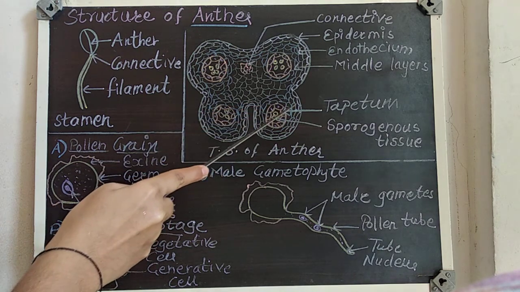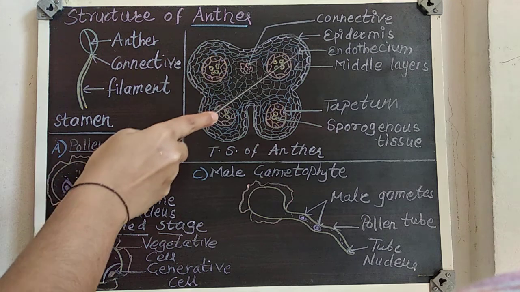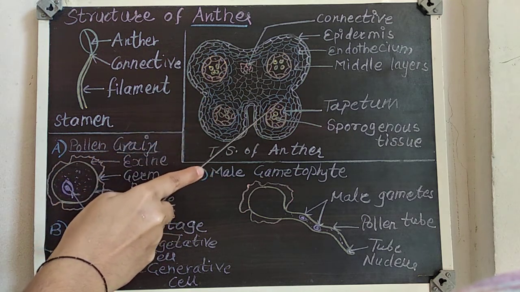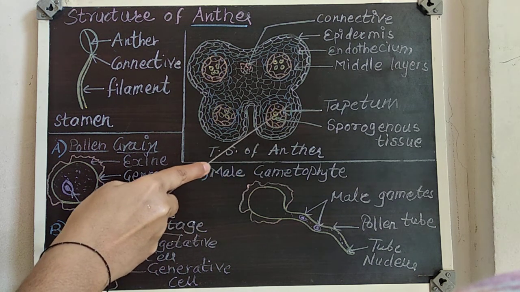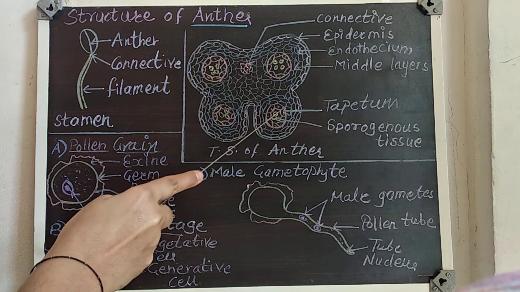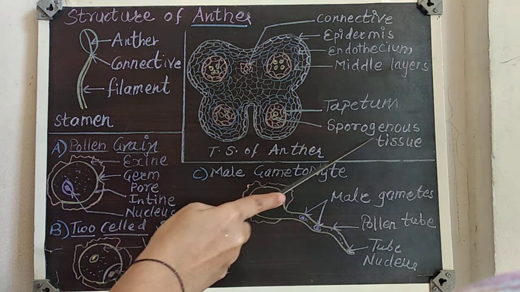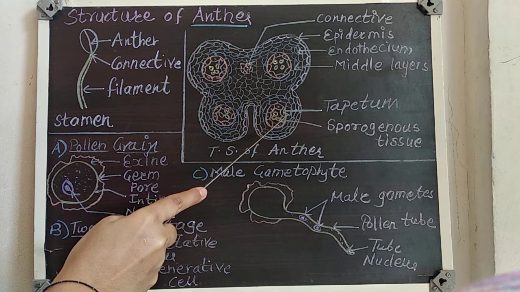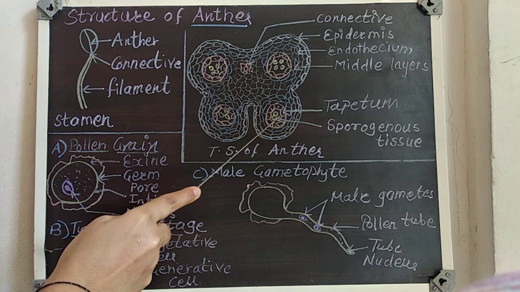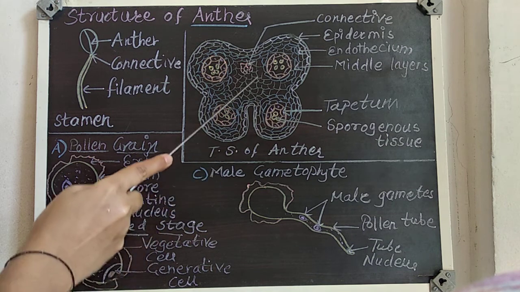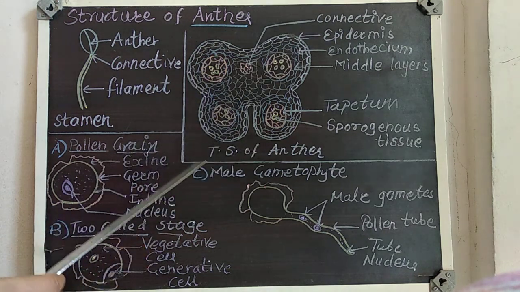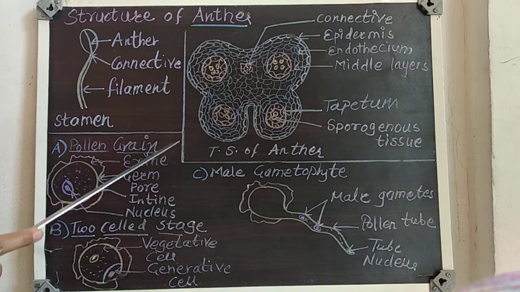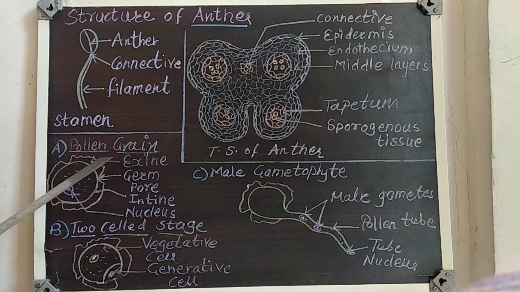Then in the center, you can see the four sporogenous cells, sporogenous group of cells. They are covered by a layer tapetum. Tapetum is the innermost nutritive tissue which gives nutrition to the developing male gametes. The sporogenous tissue consists of diploid microspore mother cells which undergo meiosis to form spore tetrad or pollen grains, is called as microsporogenesis. And here you can see the vascular trace, which is called as connective. Sporogenous tissue produces the microspores which undergo maturation to form a pollen grain.